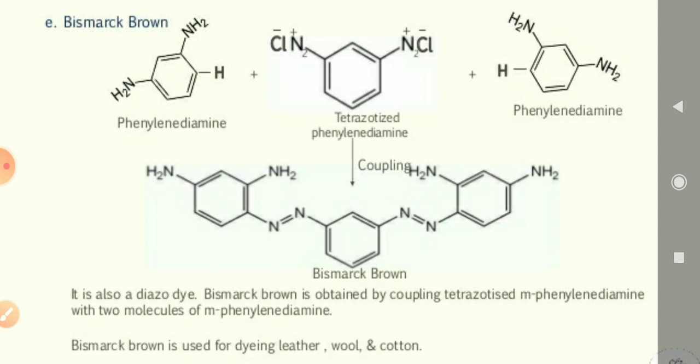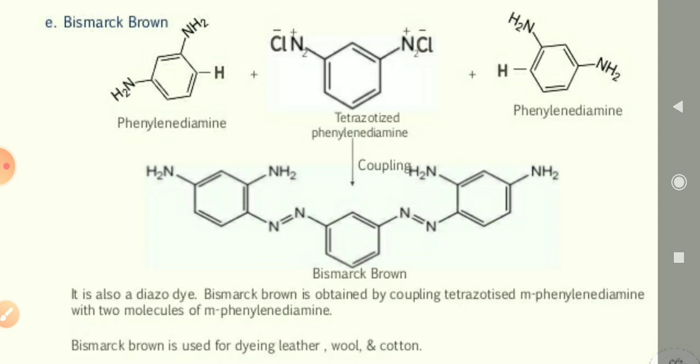Now the next is Bismarck brown. Bismarck brown is also a diazo dye. The Bismarck brown is obtained by the coupling of tetrazotized m-phenylenediamine with 2 moles of m-phenylenediamine. Okay, so this Bismarck brown is used for dyeing leather, wool, and cotton.